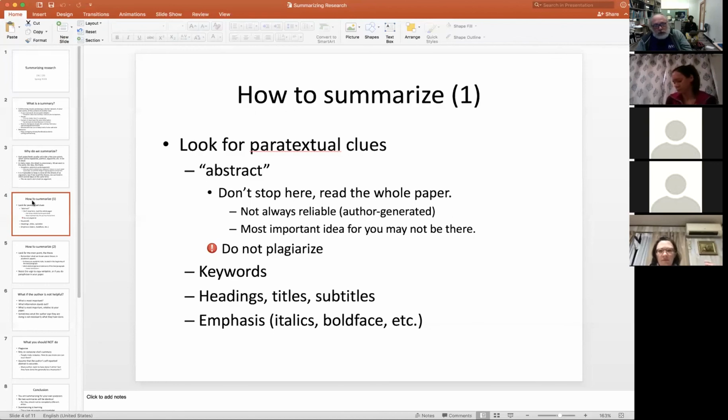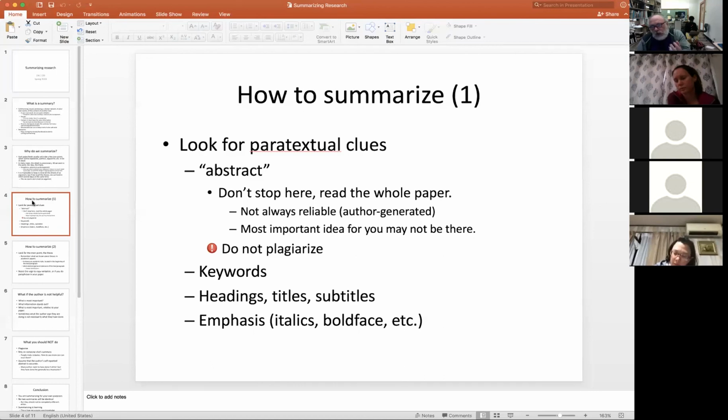All right. So the abstract is not the only place where the author is helping you in terms of the content, how to summarize the piece. There might be keywords. So obviously the keywords are going to tell you the most important components of the argument that the author is building. There might be headings, titles, subtitles, section titles, that kind of thing, that again are going to tell you in that particular section what the author is talking about.